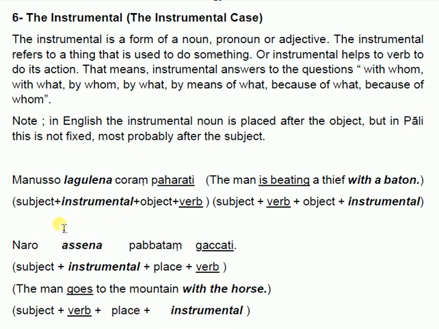But the general order in the Pali language is this: subject, instrumental, then object and verb. Okay, don't worry, don't be confused, it's all right. Later when you do reading exercises, you will become familiar with what I said. For now, just keep in mind this rule: subject, instrumental, object plus verb. Okay, let's go to the next exercise.